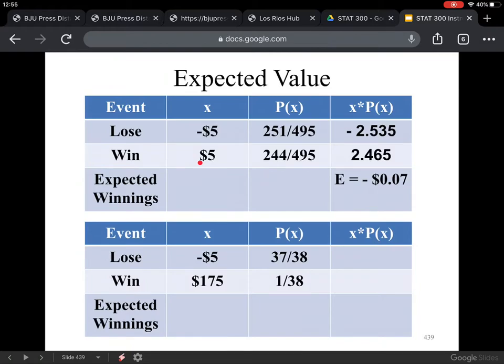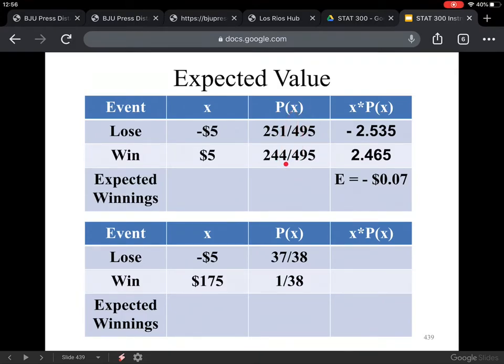You can win $5 with a probability of 244 out of 495. And the probability of losing that $5 is 251 out of 495. Please note that this is a probability because 251 plus 244 do add up to 495, and 495 divided by 495 is equal to 1.